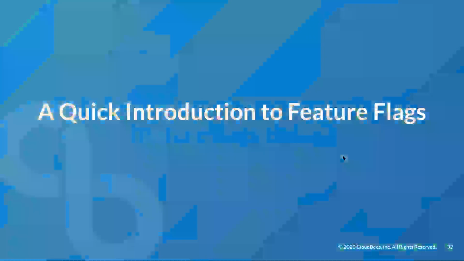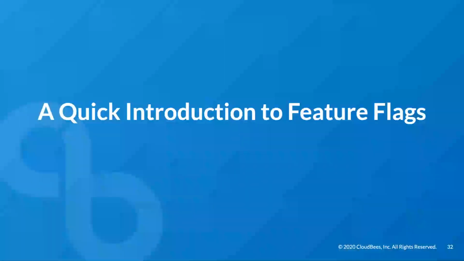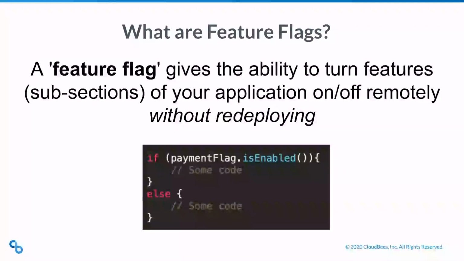So before we get started, though, we do want to give a very brief introduction to feature flags, just because understanding what they are and how they work is critical to understanding why we made the architecture decisions that we did on top of AWS. So, for those of you that are new to feature flags, and I think that's most of you at this point, what are they, right?